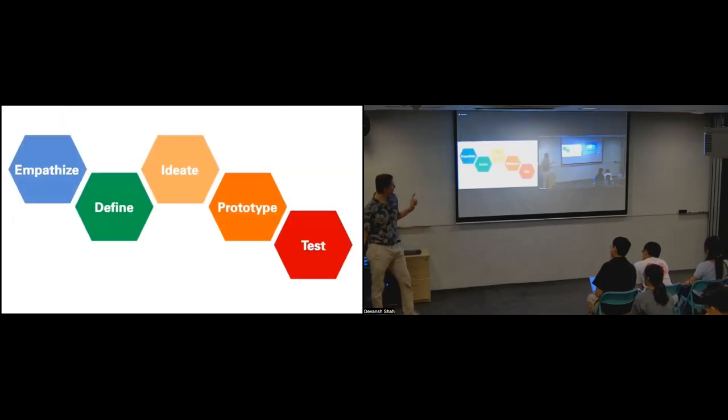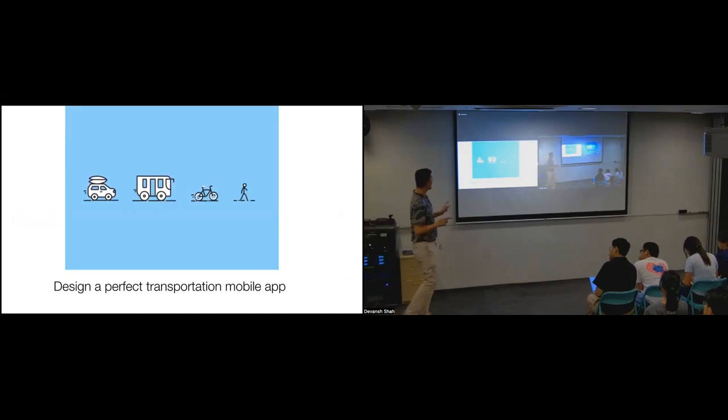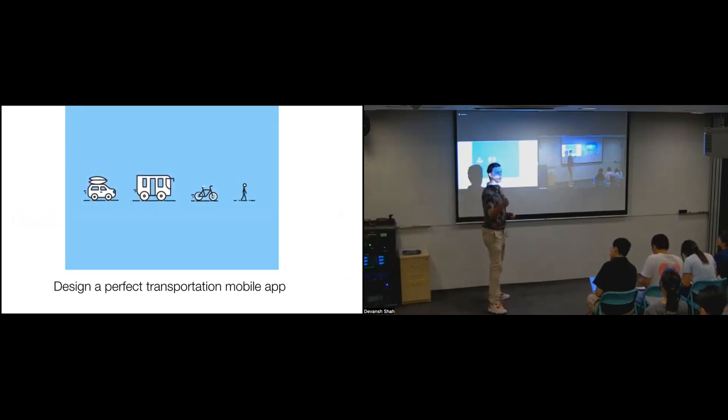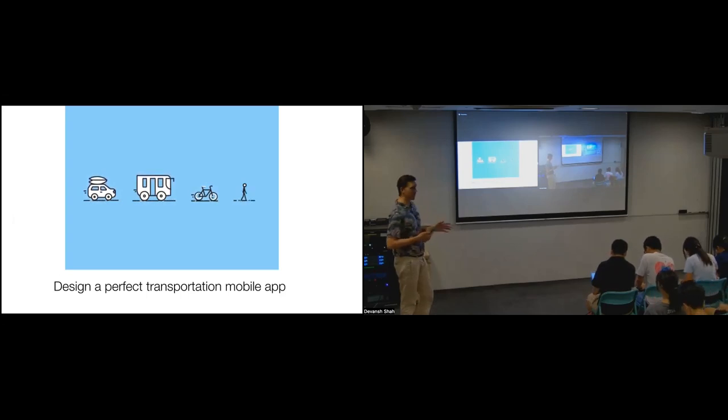So the first thing I would like you to do is to remember that we have all these five steps, but we will start just before the empathy step. Right now, write on your paper, or if you're with the computer or tablet, I'll give you 4 minutes to design a perfect transportation mobile app. You can draw some things out. You can write some things out. Think about the perfect transportation app, and you have 4 minutes for that. And the time starts now. If you have any questions, just raise your hand. But don't worry about the details, time, scope.